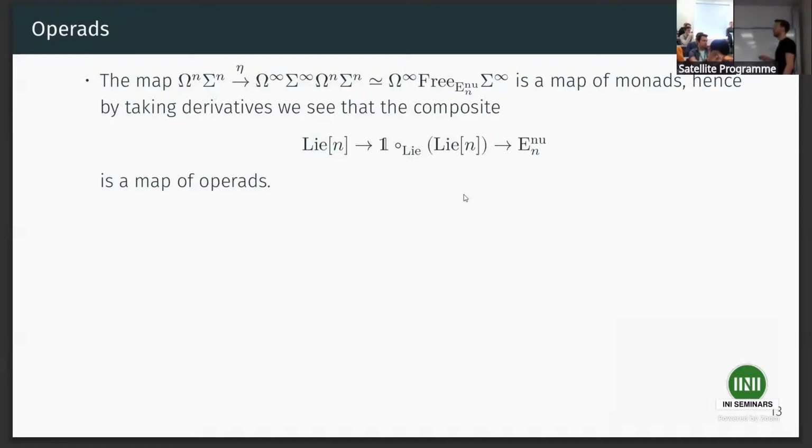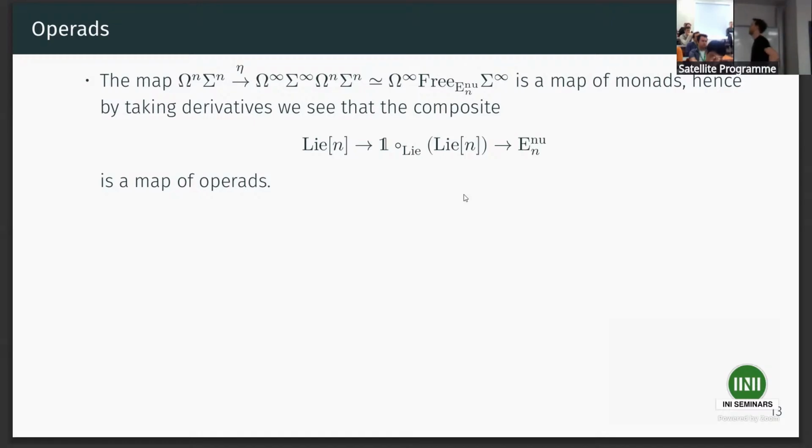So if you look at the following map, you start with loops and sigma n, and you apply the unit to get to loops infinity sigma infinity loops and sigma n. Well, Snaith splitting tells you it's equivalent to this. And one can actually show that this is a map of monads. So this is not obvious at all, at least to me.